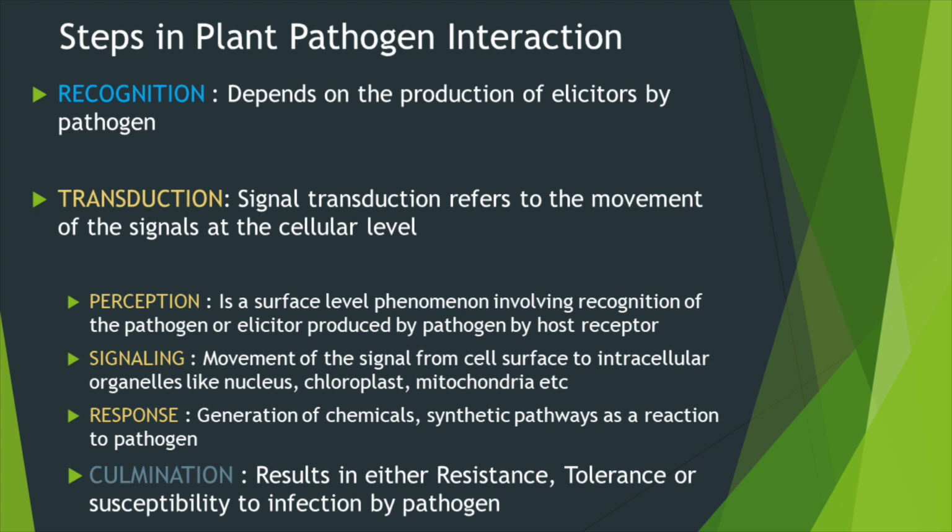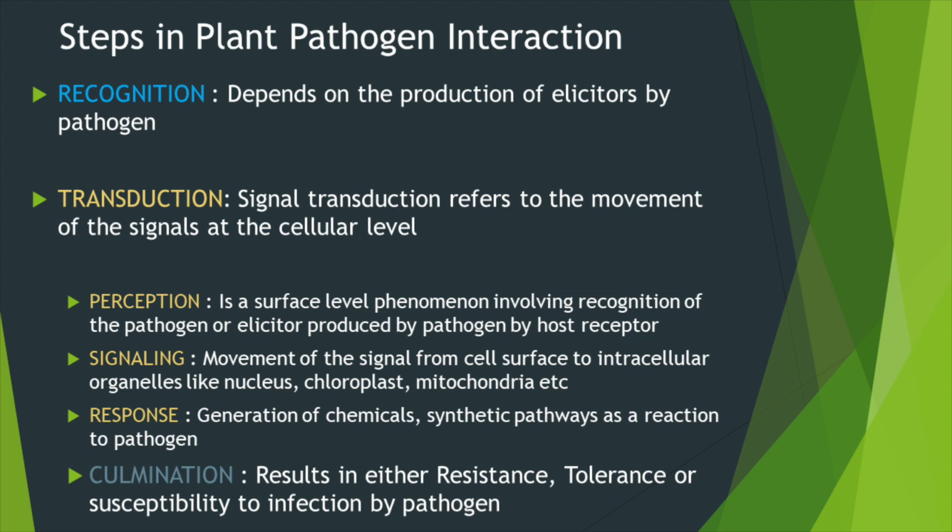In signaling, signals are produced from the cell surface receptor, and these are transmitted from the cell surface to the nucleus. So there are different steps by which the signal is transduced from the surface of the cell to the chloroplast, mitochondria and other organelles, including the nucleus. And the third step is response.